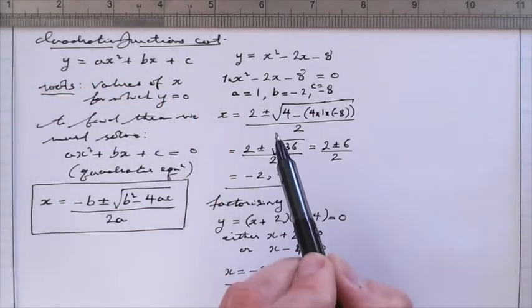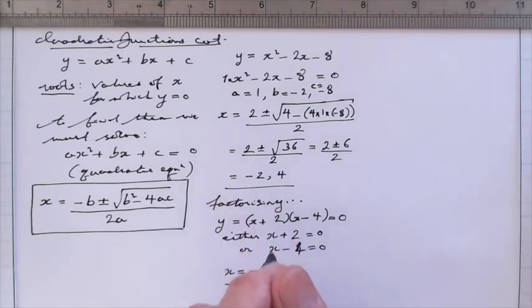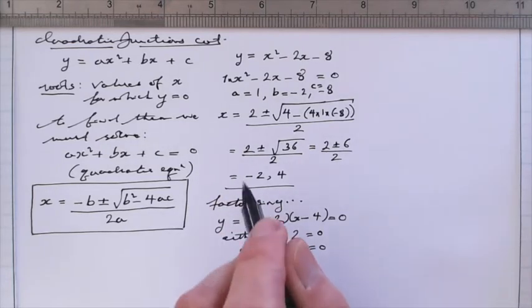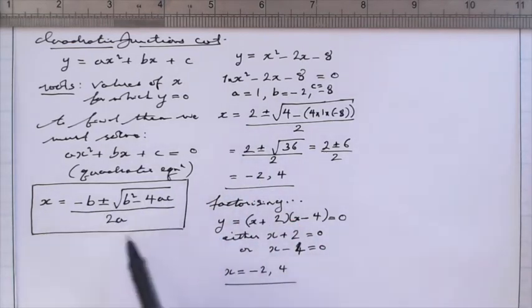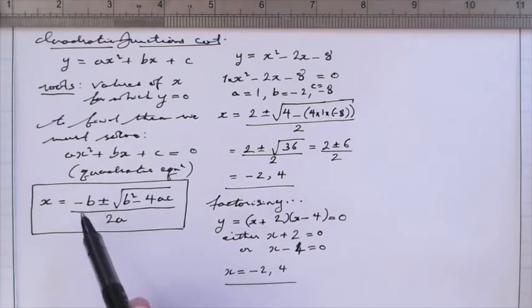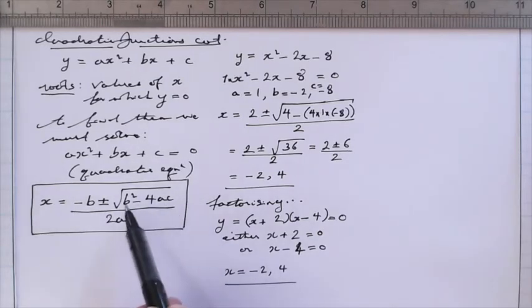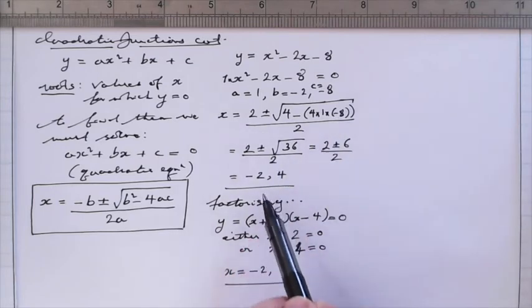Alternatively, if we can't spot the factorization, or if it doesn't exist in a simple way, we can just use the quadratic formula. You can always use this, assuming the discriminant is greater than or equal to 0, and you will just find your way to the roots.